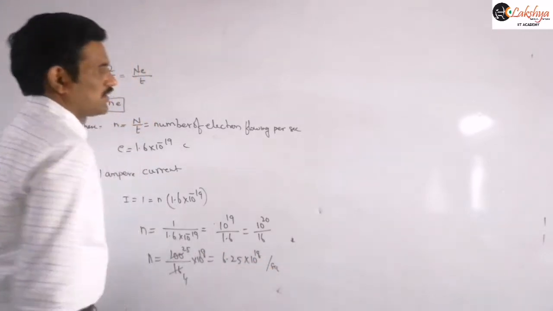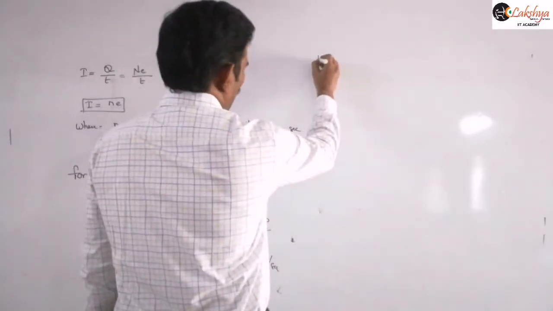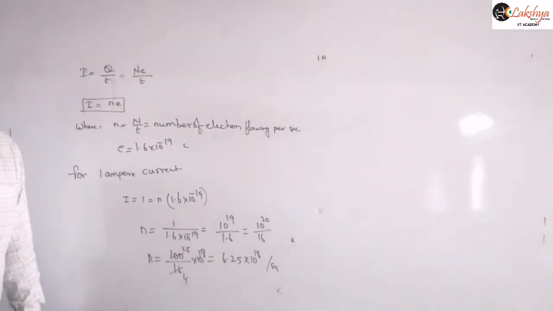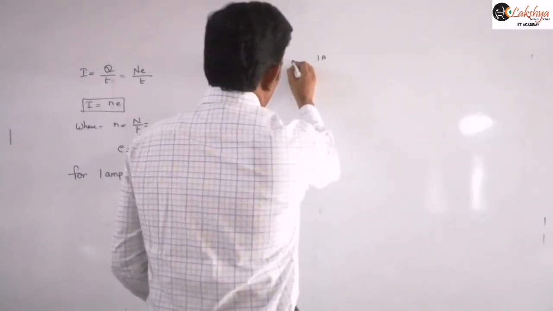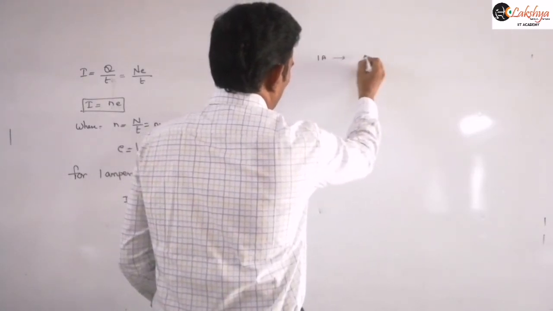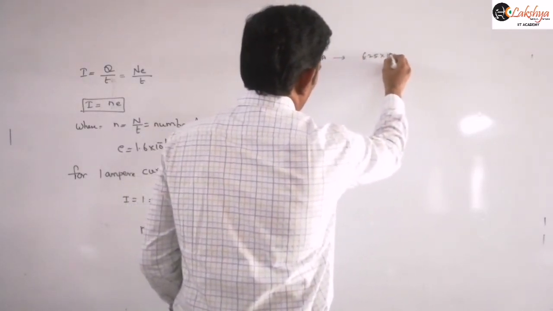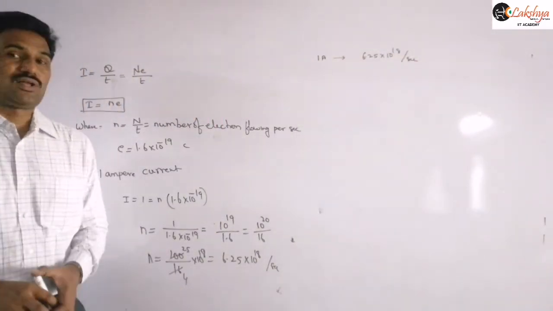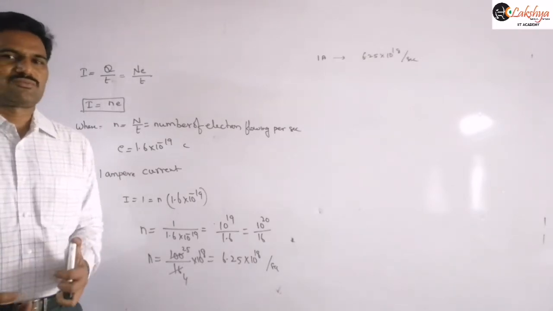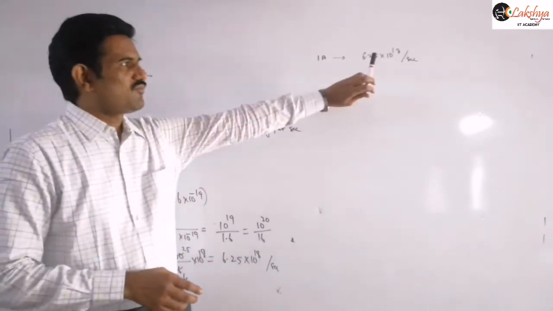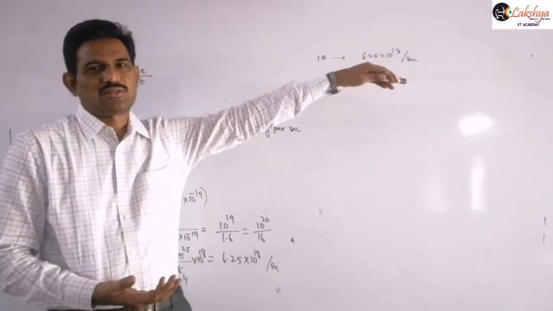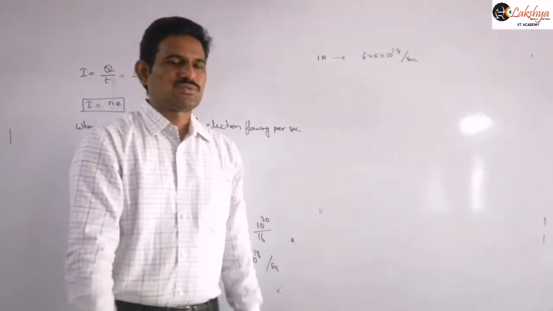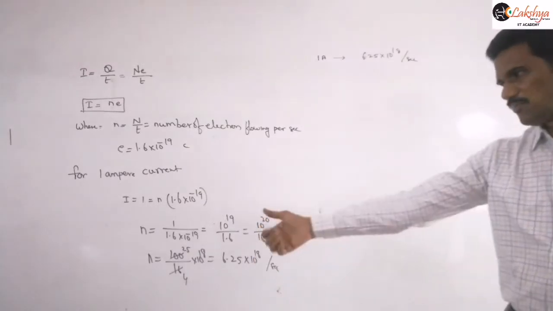per second. That means to flow 1 ampere current, the number of electrons crossing the given cross section must be 6.25 into 10 power 18 electrons per second. So you can observe how large 1 ampere is. 1 ampere current means it's a very large current only. Such a huge number of electrons, 10 power 18, are crossing the cross section in 1 second to produce this 1 ampere current. So that is the meaning of 1 ampere. You should remember this number also.